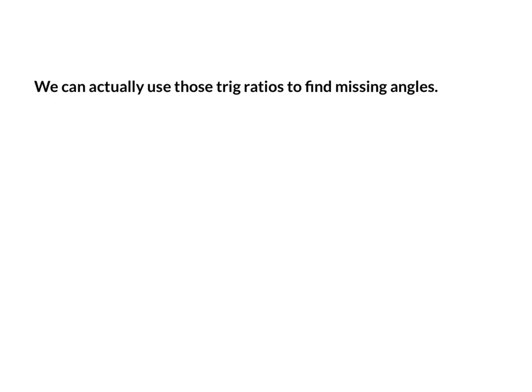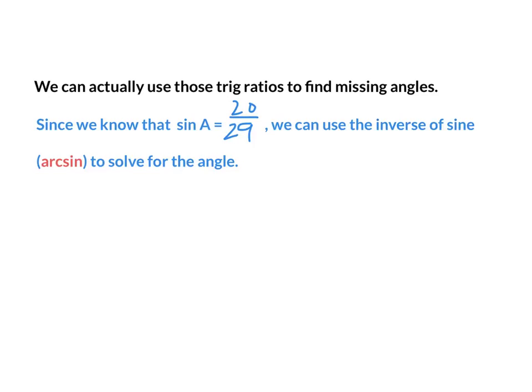And this is where you're going to need your calculator. Okay. Because we're going to use sine. We know that sine of A is 20 over 29. And you can use the inverse of sine, which is called the arc sine, to solve for the angle. Now the inverse, as we've talked about before, that -1 power usually means inverse. It usually doesn't actually mean the power of -1. Okay? So here's what it's going to look like when you enter it in your calculator.